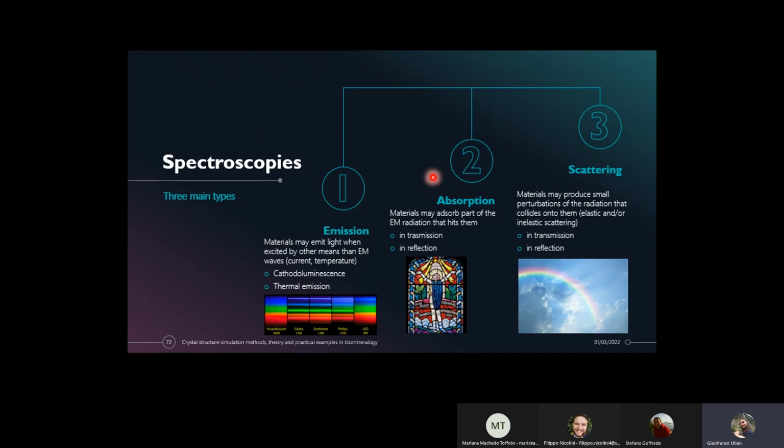Then we have absorption spectroscopy. The material may absorb a part of the electromagnetic radiation that hits it, and this could be in transmission or in reflection. For example, you can see here the colors of a glass window because of the light interacting with it, and you can see the transmitted light. And scattering: materials may produce a small perturbation of the radiation that collides onto them. So you can have elastic or inelastic scattering, and it can be, again, in transmission or in reflection.